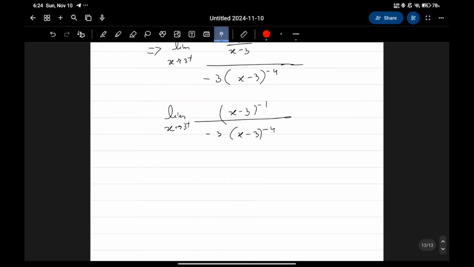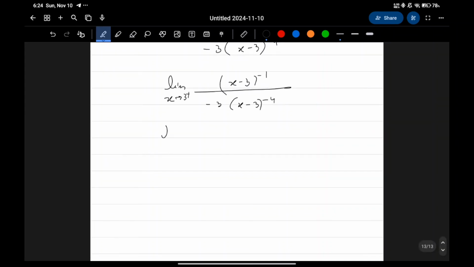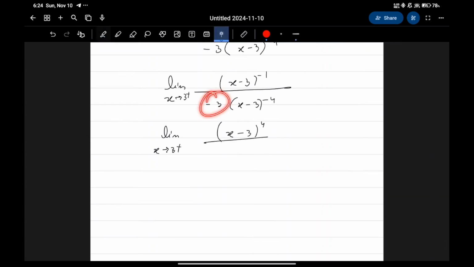Now I can take this thing on the top, not minus 3. I can take this thing to the top and the power would become positive. I can take this thing to the bottom and the power of that thing would become positive again. So this is the limit of x goes to 3 from the right, x minus 3 with the power 4 on the top. On the bottom, this thing remains over here because it doesn't have a negative power, and I can bring the x minus 3 down.